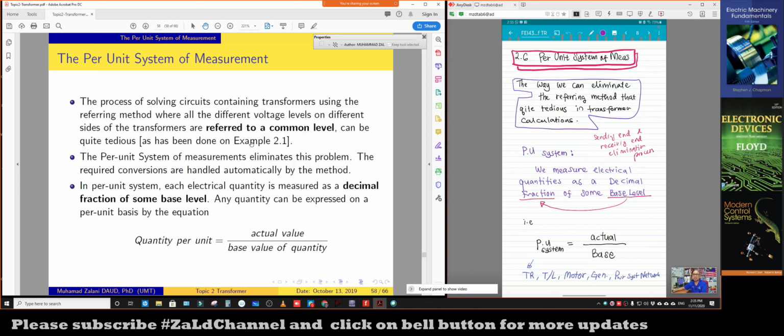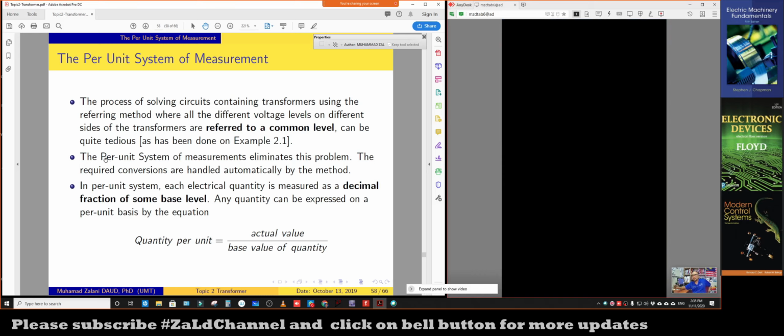So there is a lot of calculation which is quite tedious in this case. Tedious means something that is difficult, something that needs a lot of work. So to solve that sort of tedious calculation of the transformer electrical quantities, what we do is use the per unit system.